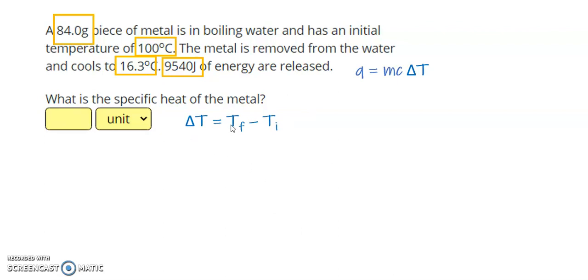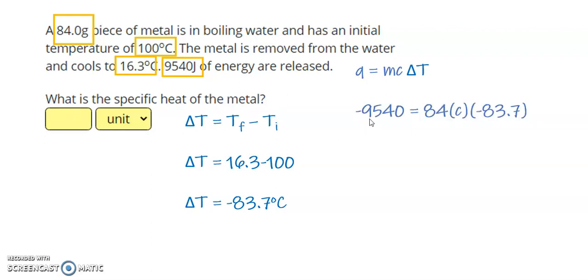We'll plug in final temperature, 16.3 minus initial, which is 100. That actually gives us a negative number. Delta T equals negative 83.7. I'm going to show you how the math works out just fine so you don't end up with a negative specific heat. This amount of energy is released, so it's going to be a negative amount of energy.